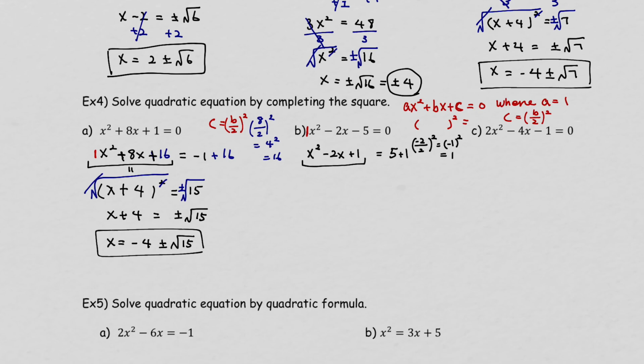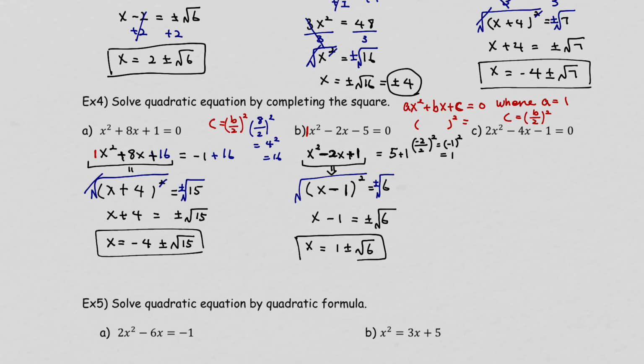And when you factor this, you get a perfect square. x, same sign being negative. 1 times 1 is 1. 1 plus 1 is 2, right? Squared. 5 plus 1 is 6. Use the square root property now. And that will give me x minus 1 equals plus or minus the square root of 6. I isolate x by adding 1. You get x equals 1 plus or minus the square root of 6 for that problem.